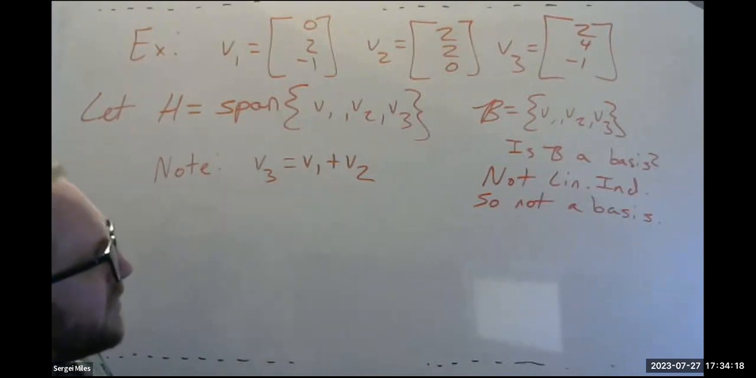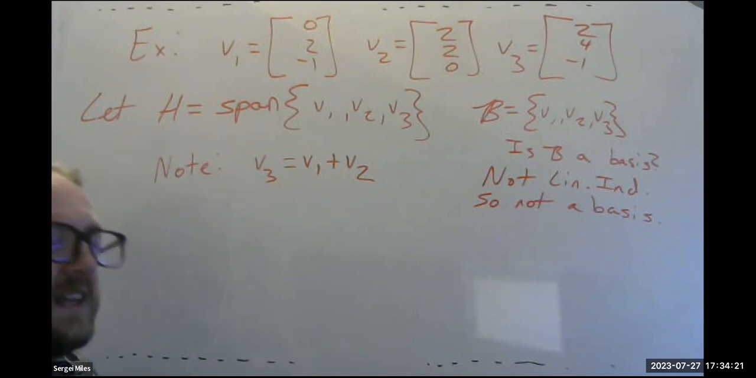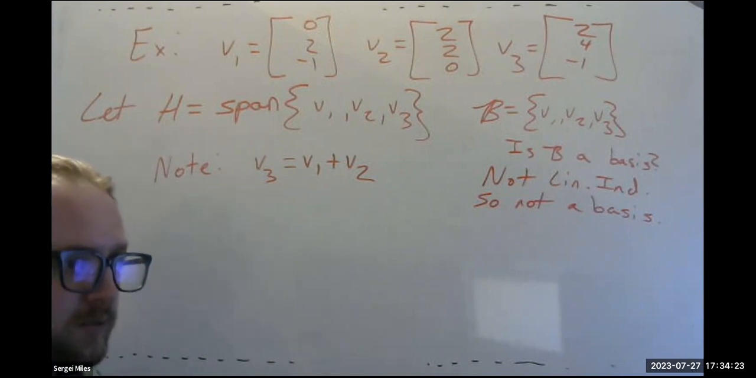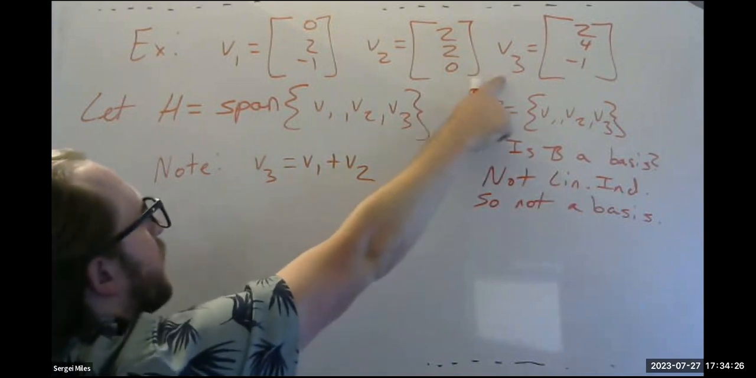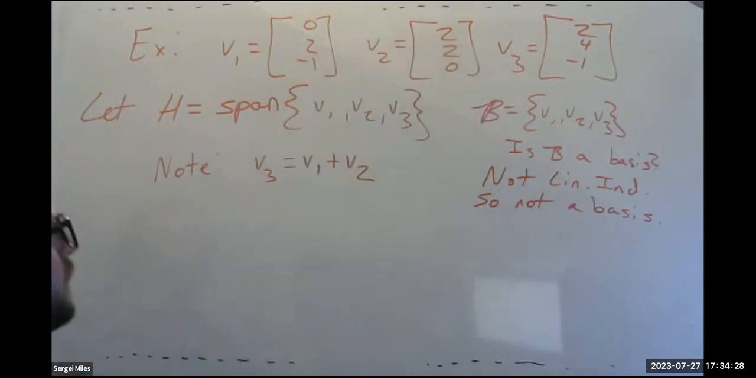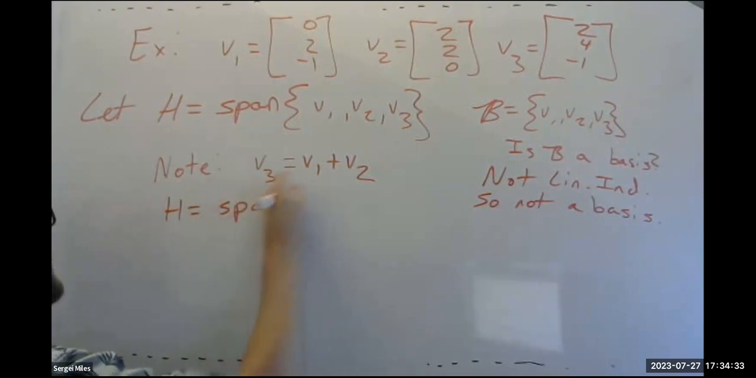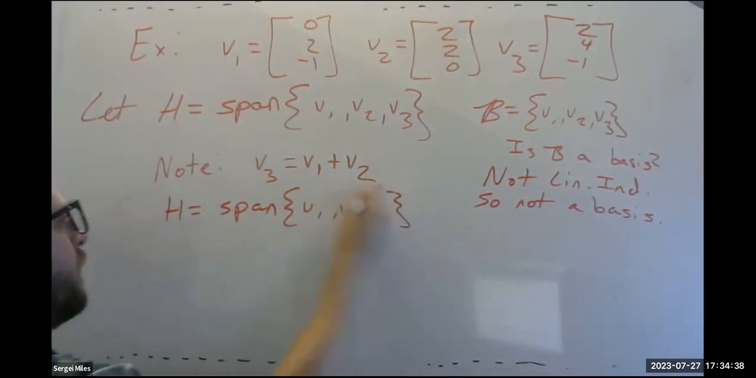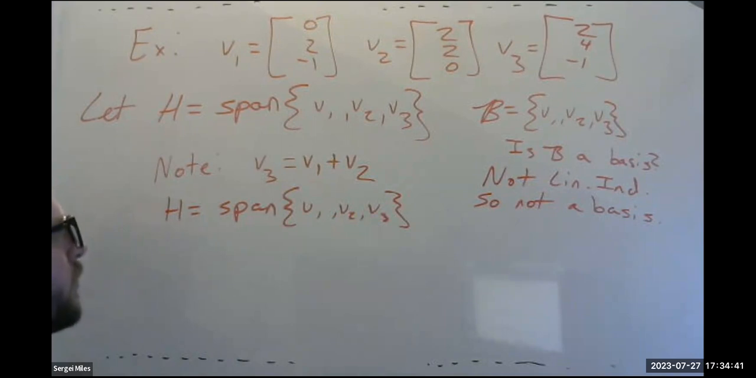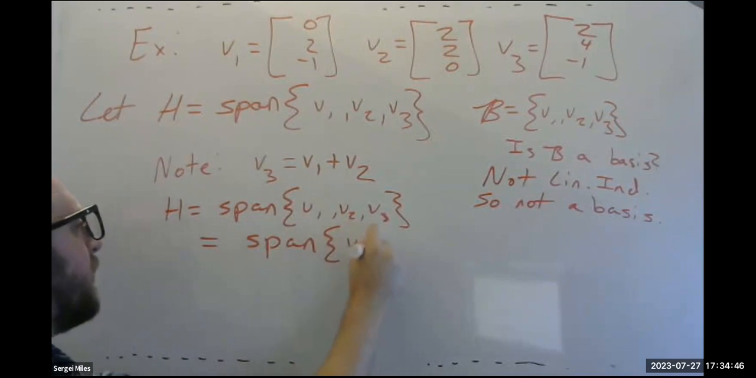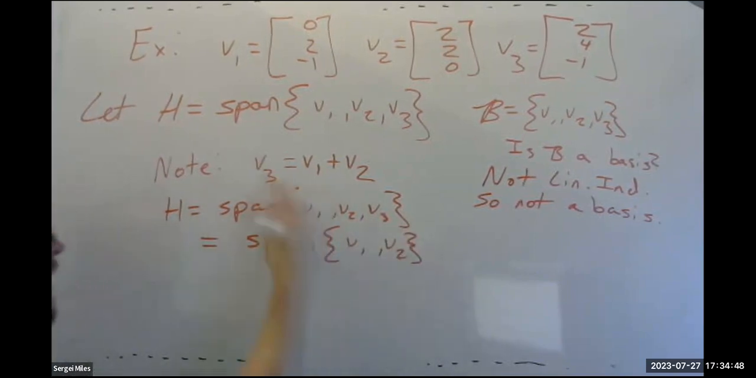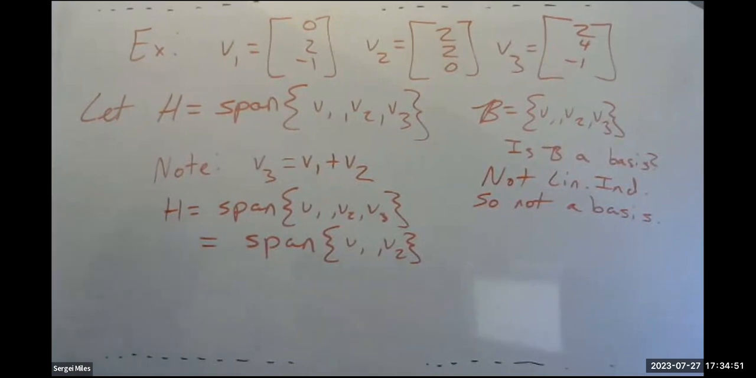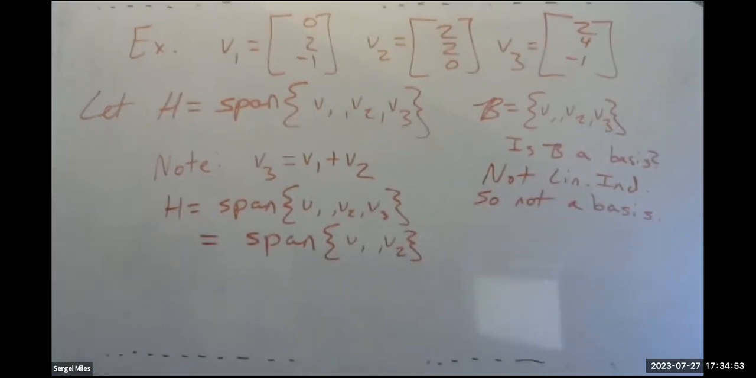But remember what we talked about from 4.2. If you have the span of some vectors, we only need the linearly independent vectors, right? We don't need V3 because V3 is already a combination of V1 and V2. Which means if H is the set of all combinations of V1, V2, V3, well, V3 is already a combination of V1 and V2, so I could just rewrite this as the span of V1 and V2, right? I can drop V3 because it's dependent. It's not an independent direction.